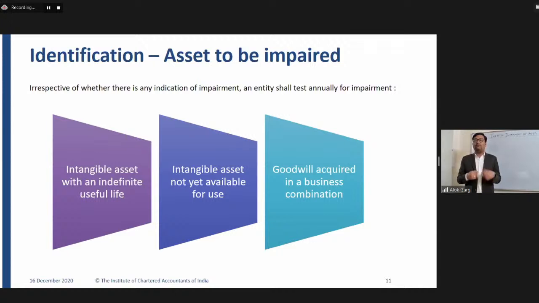Sir, what happens if on these kinds of intangible assets there are still indicators of impairment during the year? For example, in case of a listed company, there are indicators of impairment on a quarterly basis. In that case, it has to be tested for impairment on a quarterly basis. So the mandatory timeline is at least once in a year. It could be more frequent.